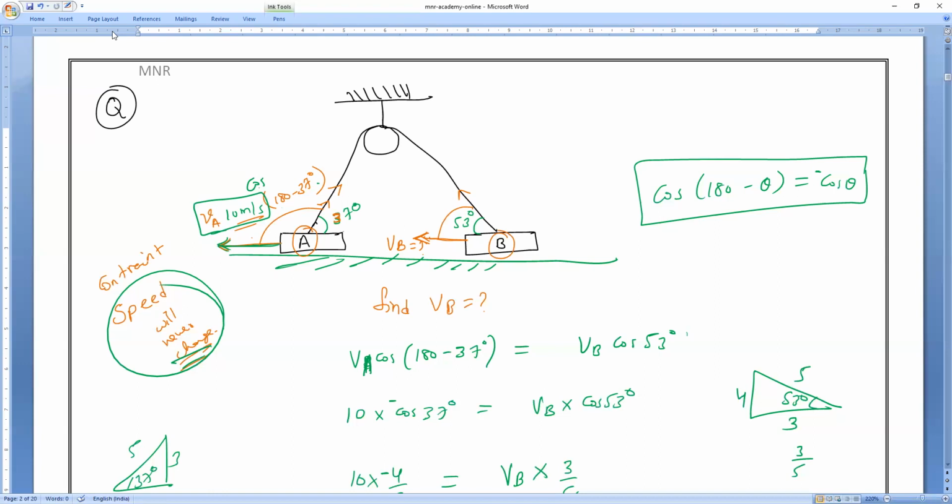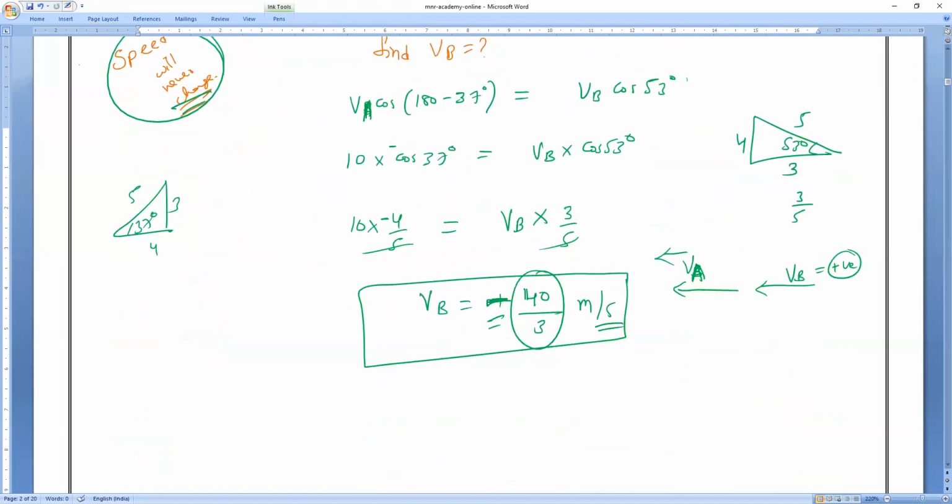Cos 180 minus theta, how much? Minus cos theta. Okay, so cos 90 plus theta is minus sin theta and cos 180 minus theta is minus cos theta. That's fine. Then the velocity of B is minus 40 divided by 3 meter per second.